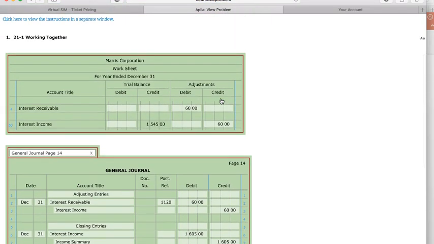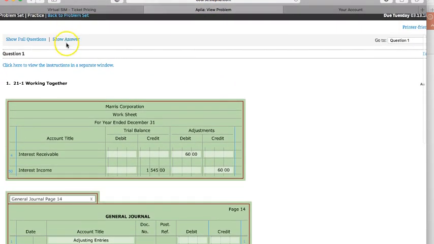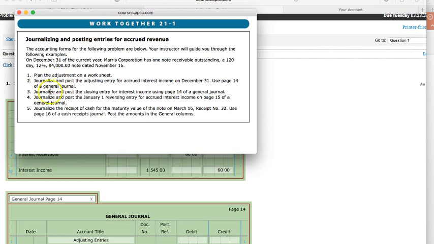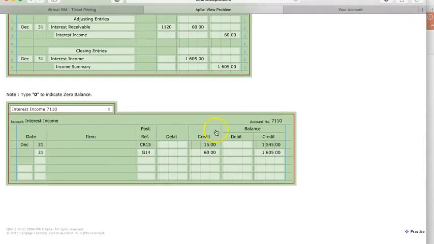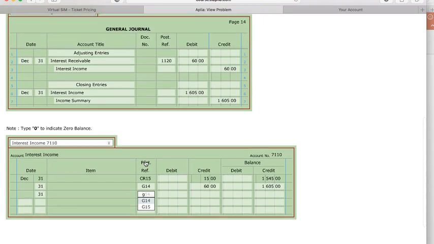I'm pretty sure it told us to post this, but I just want to make sure. Journalize and post the closing entry for interest income. Yes, okay. So let's go post this. So interest income on the 31st from General Journal 14, we had a debit of $75.45.